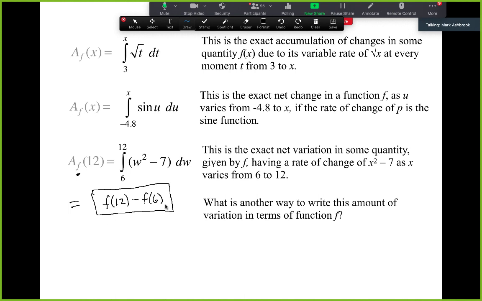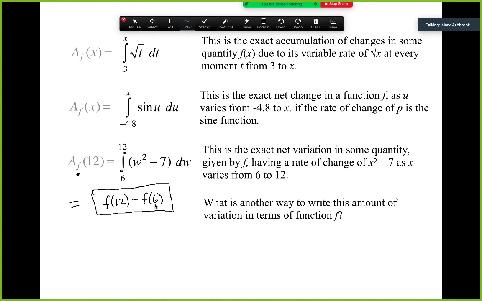So this is expressing it just as final minus initial value of the quantity. And this is expressing it as what? The net accumulation of little changes at this rate, starting from 6, ending at 12. We're going to add up these little changes, m dx. So it's just two different ways of expressing the exact same quantity. Adding up little changes expressed as rate times change in x, starting from 6 and ending at 12, or just the final value of the quantity at 12 minus the initial value of the quantity, which is at 6.